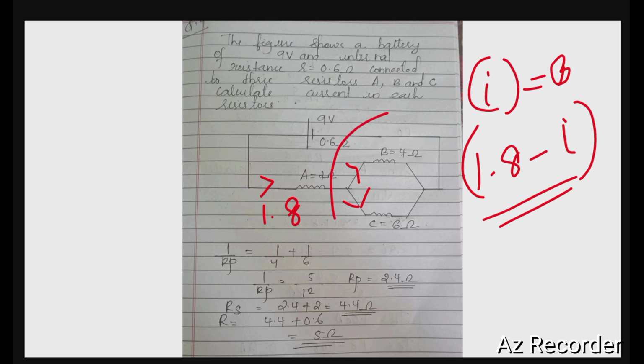We know that B and C form a parallel combination, therefore the voltage across them will be the same. Now we can equate the voltage across B and C to get the value of I. Since RB and RC are in parallel, the voltage across them will be the same. The resistance of B is 4 ohm and the current through it is I, so the voltage will be 4 into I. The resistance of C is 6 and the current passing through the 6 ohm is 1.8 minus I, so the voltage will be 6 into 1.8 minus I.